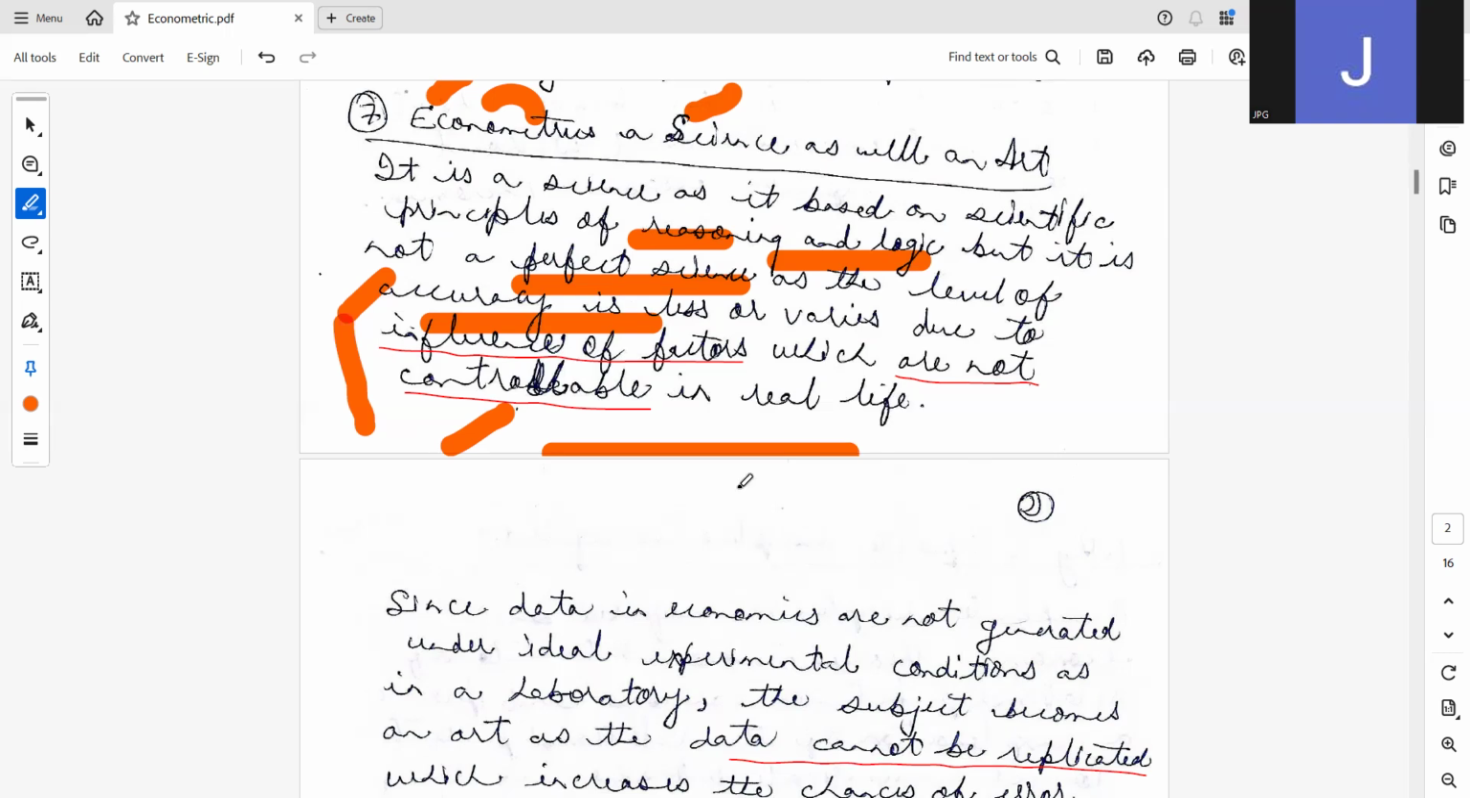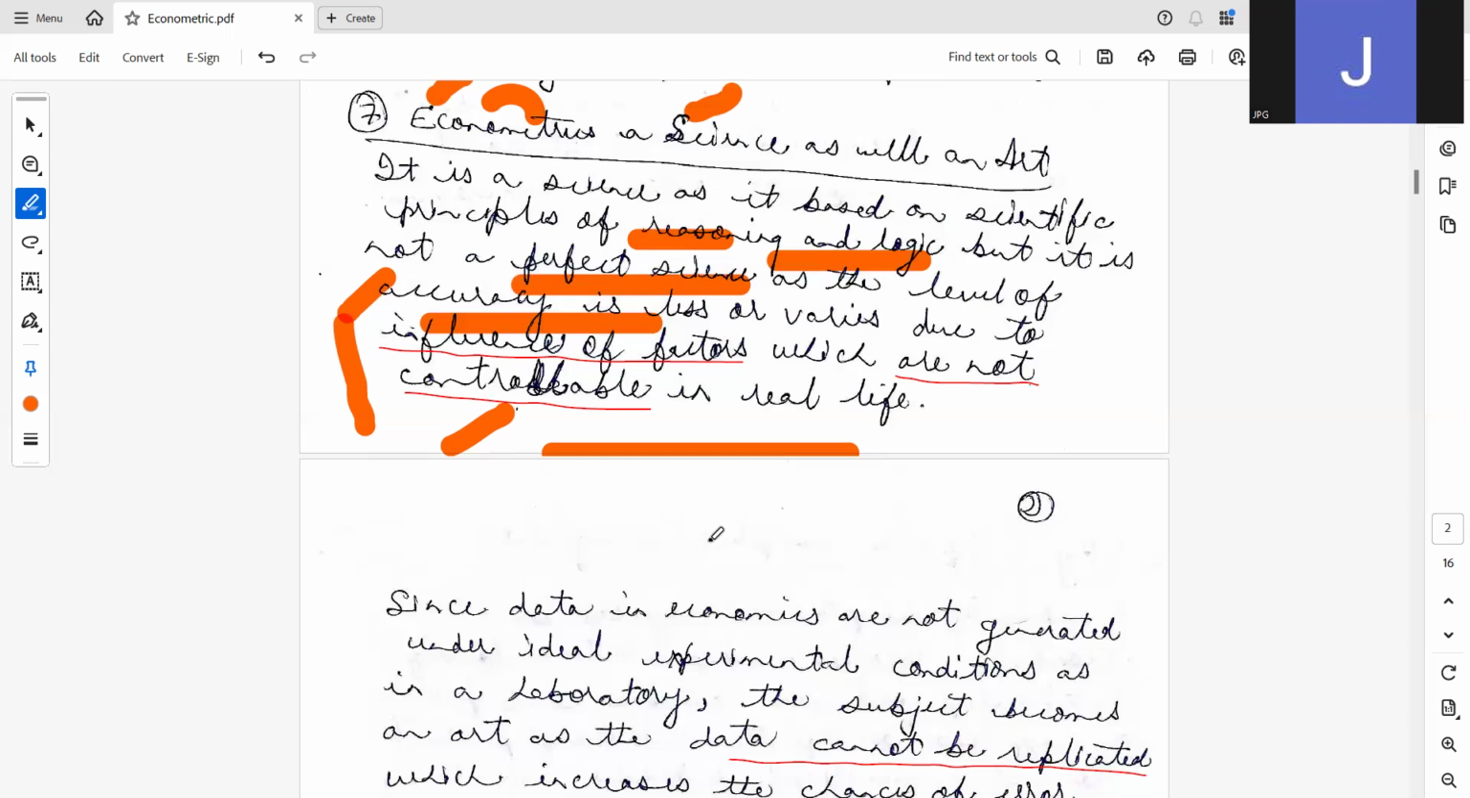But that doesn't mean that other factors are going to remain constant in real life. You cannot control those other factors. So, income, price of related goods, your tastes and preferences, they cannot be controlled. So, these factors, which we are assuming in our theory to remain constant, in the real world do not remain constant. They keep on changing. So the level of accuracy in measuring these factors or variables cannot be 100%.